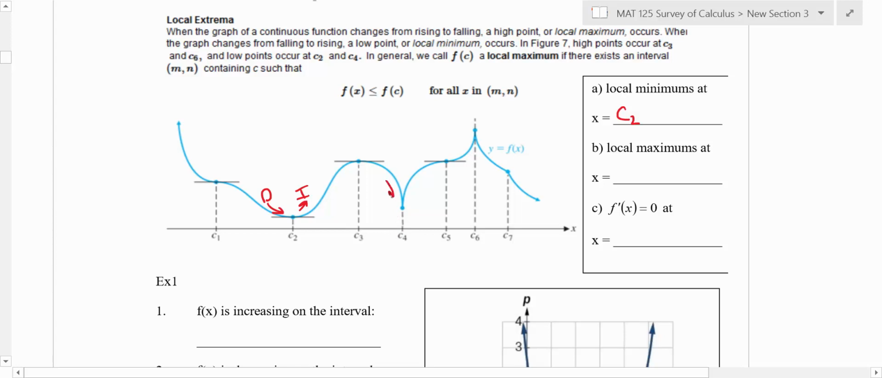Again, you're decreasing and then you change directions and you're increasing. So also C4 would be a minimum like that. Is there any other place on this graph where the function does that? Decreases, hits a low point, then changes directions. Now you've got to be careful about that.